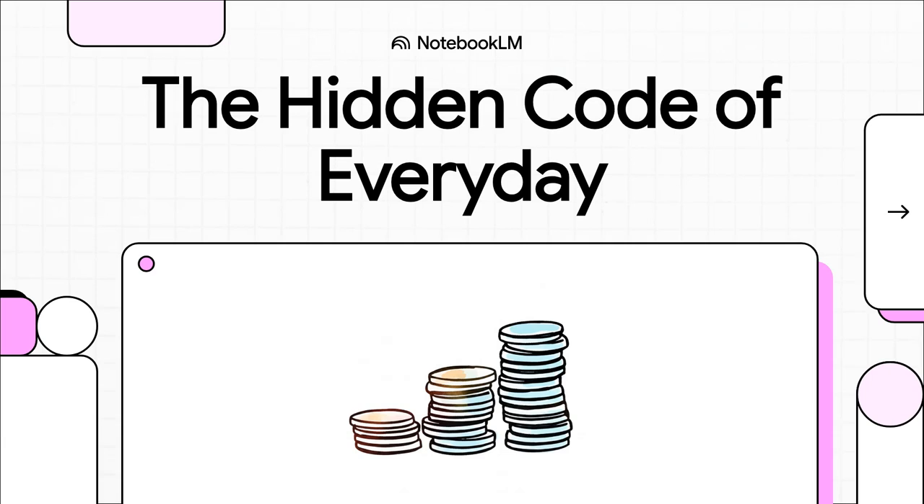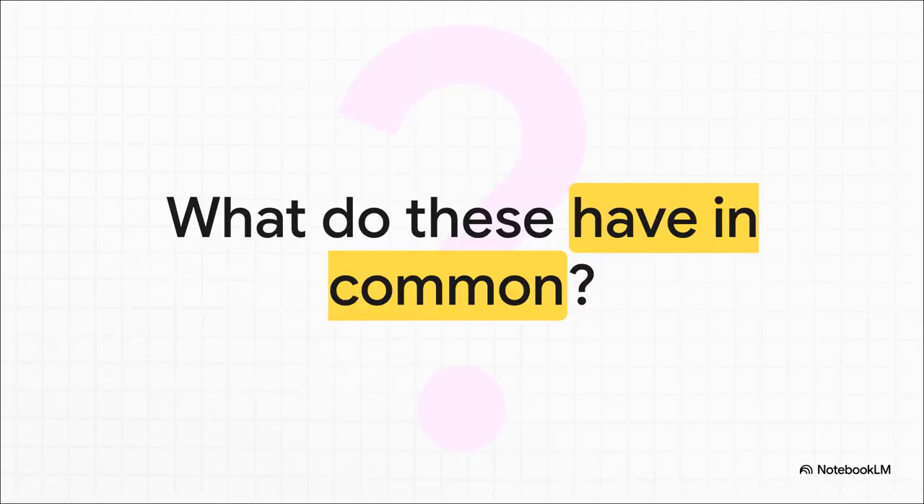Welcome to The Explainer. Today, we are going to pull back the curtain on a hidden mathematical code. I'm serious. It's everywhere in your daily life, from your savings account all the way to the seats in a stadium. Ready to crack the code? Let's dive in. So take a look at these. At first glance, right, they seem totally unrelated. But believe it or not, they all share this secret mathematical structure.